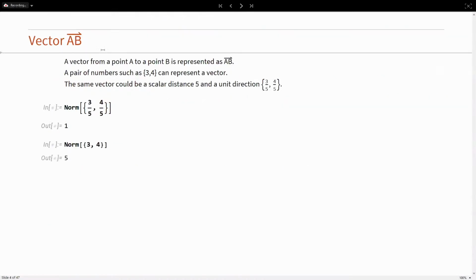So may as well start with the simple stuff. What is a vector? And here's some examples. A vector goes from a point A to a point B, and we have a representation, and a pair of numbers can represent a vector. And a norm of a vector is a way of representing it so it's equal to 1. So this is a unit vector here.